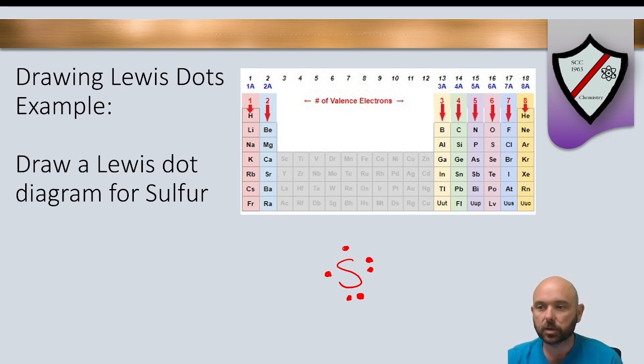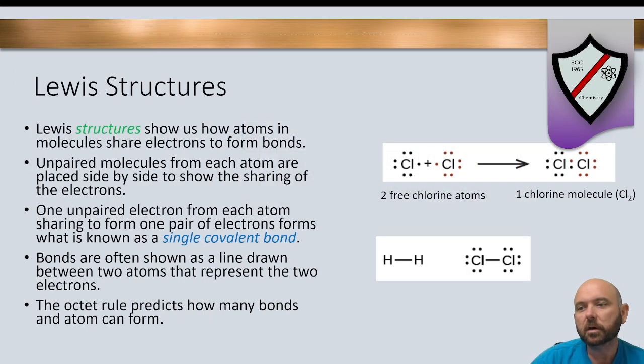and make its molecules. Now that we've covered what Lewis dot diagrams are, let's extend that to Lewis structures. Lewis structures show us how atoms and molecules share electrons to form their bonds. Unpaired electrons from each atom are placed side by side to show the sharing of the electrons. We've got an example up here.